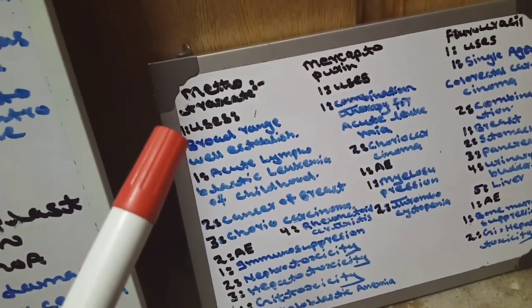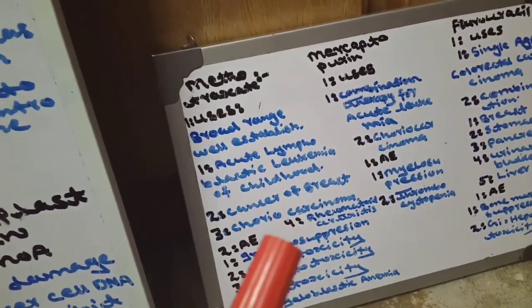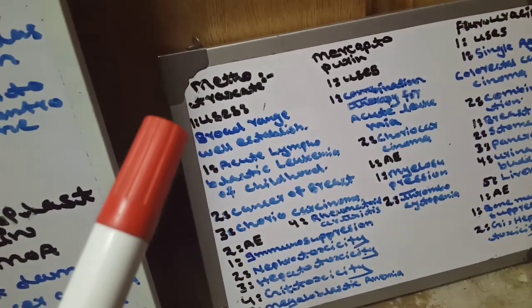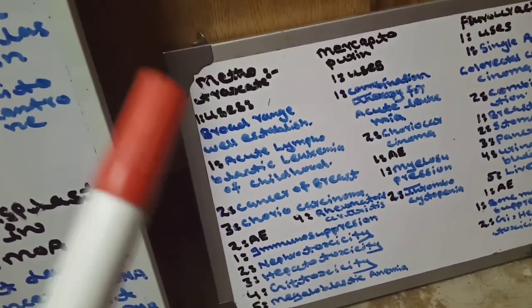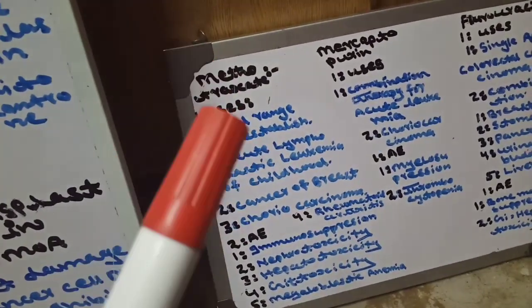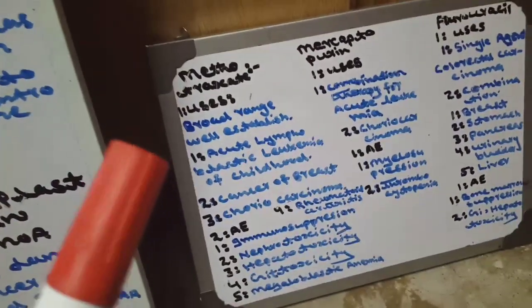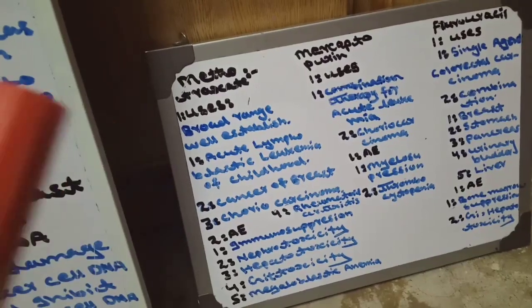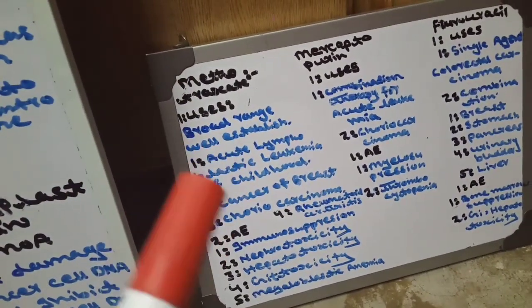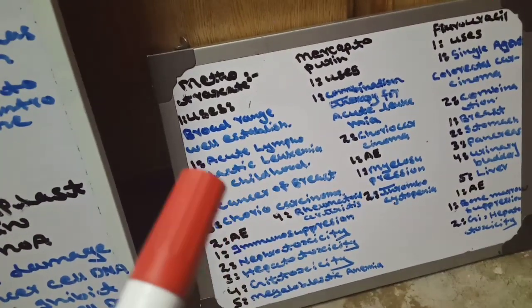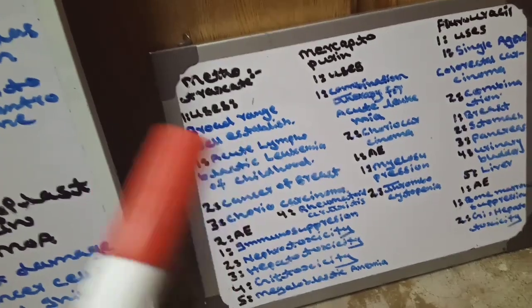Methotrexate uses. Methotrexate is used in four places. Number one, methotrexate has a broad range of activity and is a well-established drug. Methotrexate is used in acute lymphoblastic leukemia of childhood. First use is acute lymphoblastic leukemia of childhood.